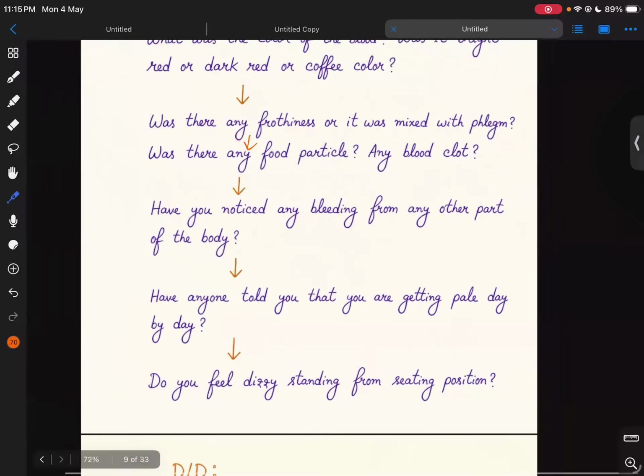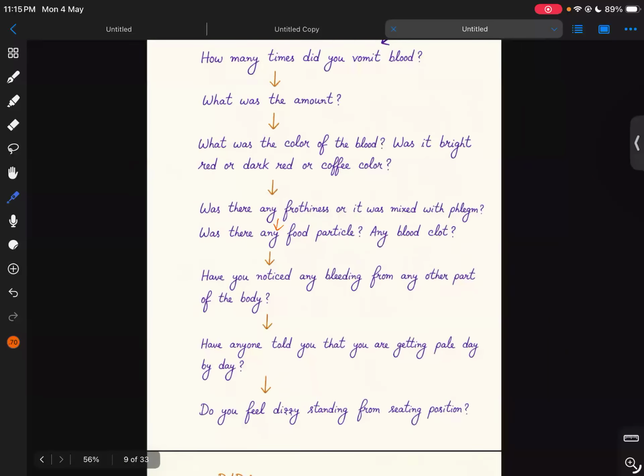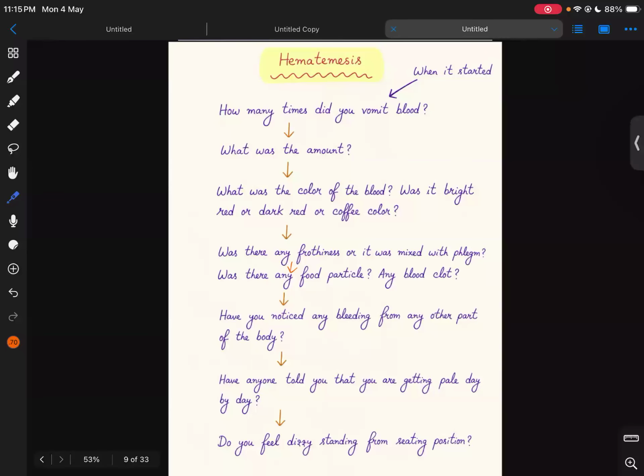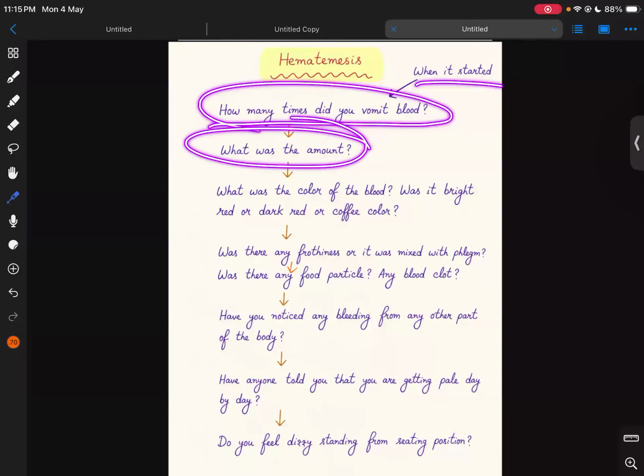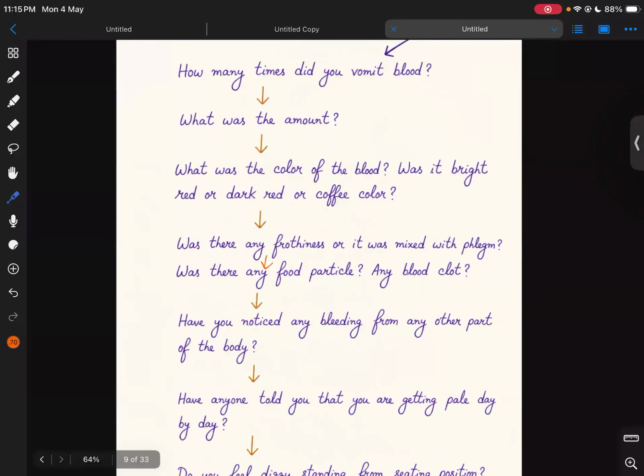So these are all the screening initial questions for hematemesis. I'm again repeating. When did it start? How many times did you vomit blood? What was the amount? What is the color of the blood? Was it bright red or dark red or coffee color? Was there any frothiness, or was it mixed with film?